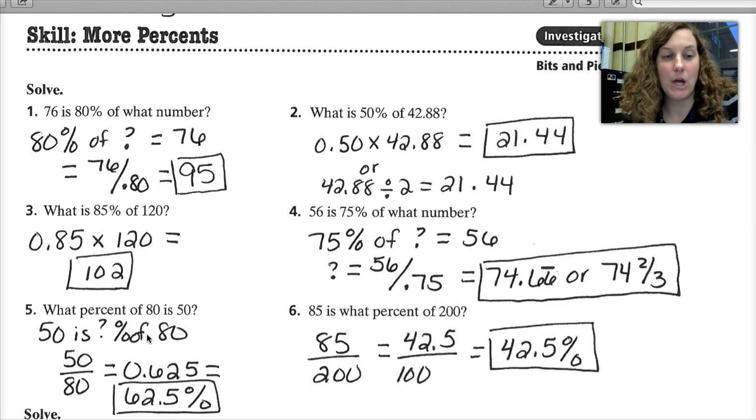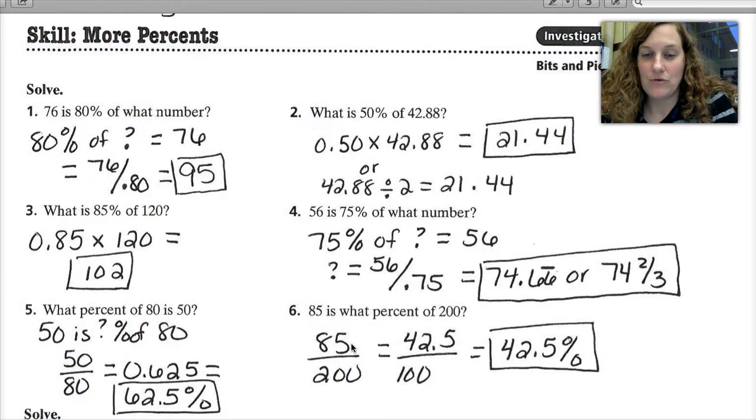Number 5, what percent of 80 is 50? This is one of those parts and wholes again. You don't know the percent, but you know the part and you know the whole. 50 compared to 80. 50 eightieths. If you divide that, that's 62.5%.